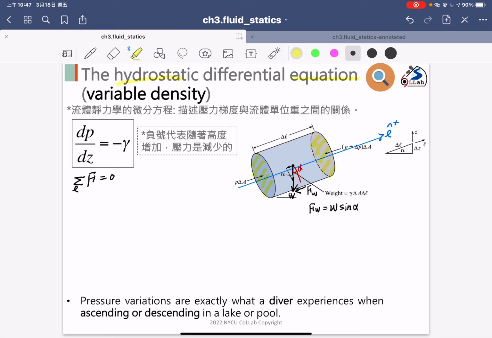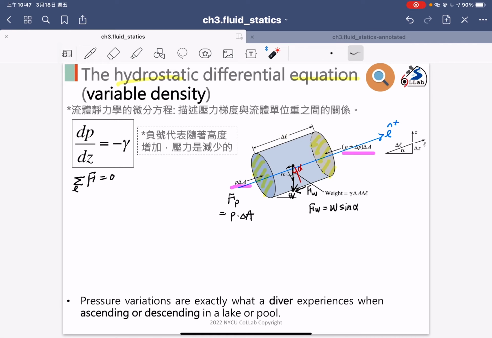we have the external pressures. So the second force is the pressure force. So we have the pressure force, Fp. So the Fp should be equal to P multiplied by delta A, as showing here, okay? And the direction is the right hand side, so it's the positive force.